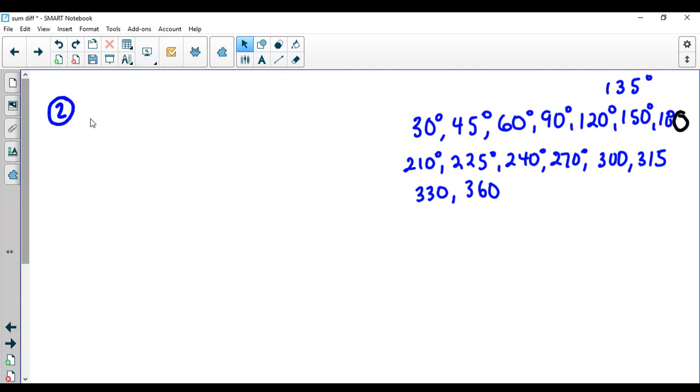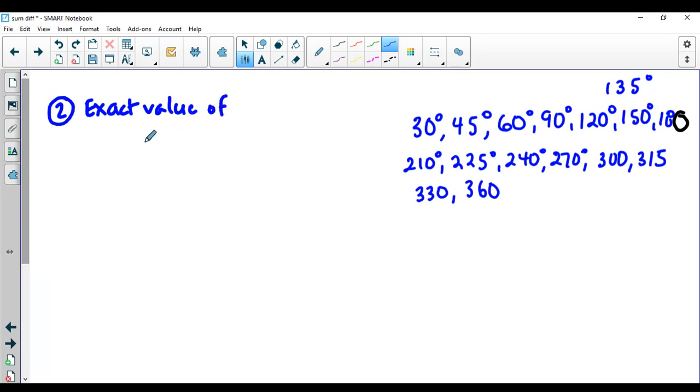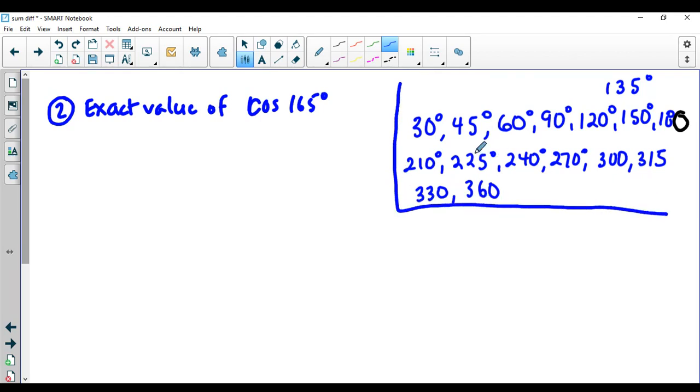So, what's my second example? My second example is I want the exact value of the cosine of 165 degrees. Okay, so we're doing a sum. So how can we make 165? Remember where I got these from? These are all the possible 16 angles on the unit circle where we have the exact values.